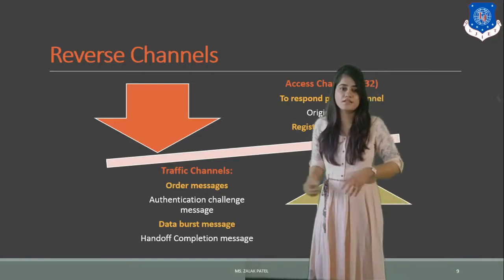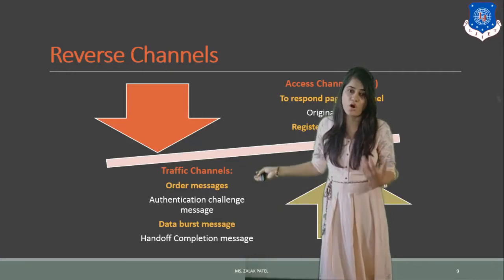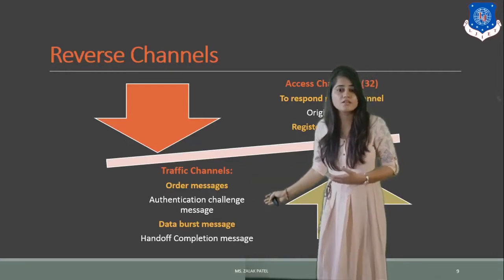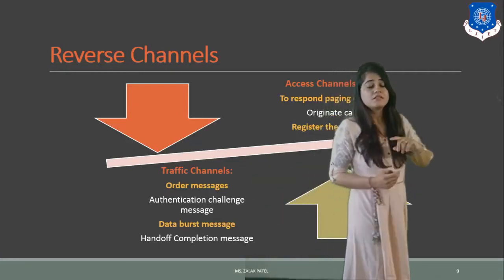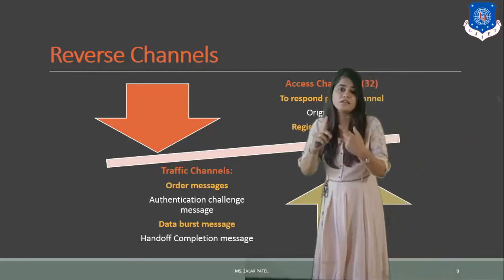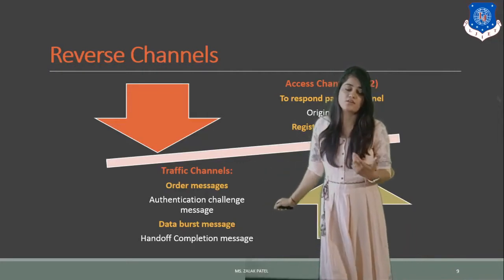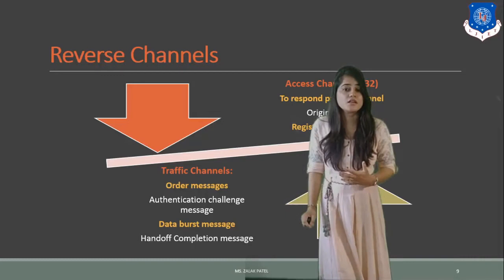The next group of channels is the traffic channel. The traffic channel carries data as well as voice information, and it carries order messages. The authentication challenge message: if any security event occurs in the network, it is responded to by the traffic channel with an authentication challenge message.